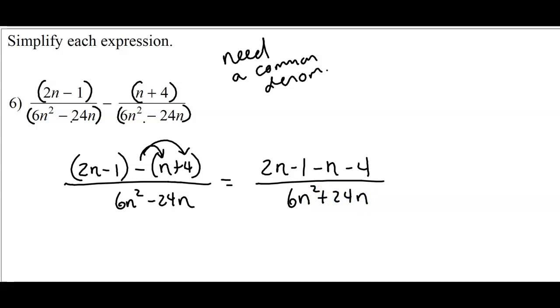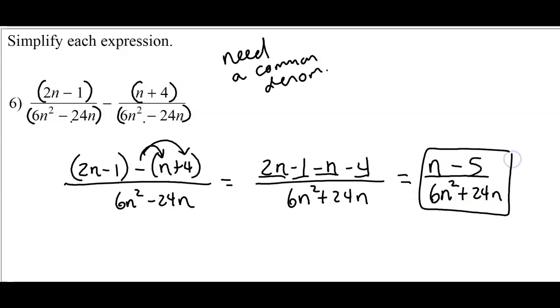Okay? After that, you're going to go ahead and combine your like terms. 2n take away n is n. Negative 1 take away 4 is negative 5. Now, at this point, I would encourage you to stop and see if on your multiple choice test that answer is available. If it is, just bubble it in and you're done.